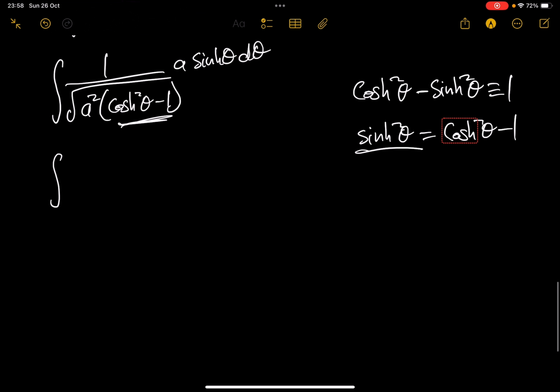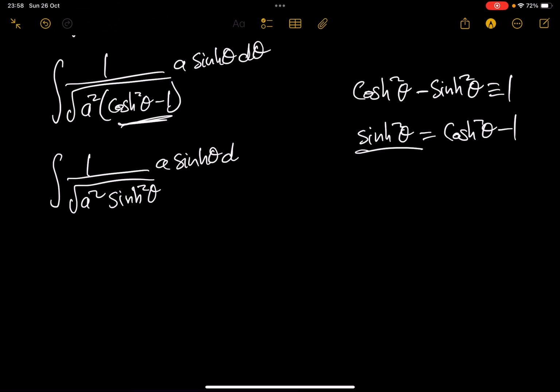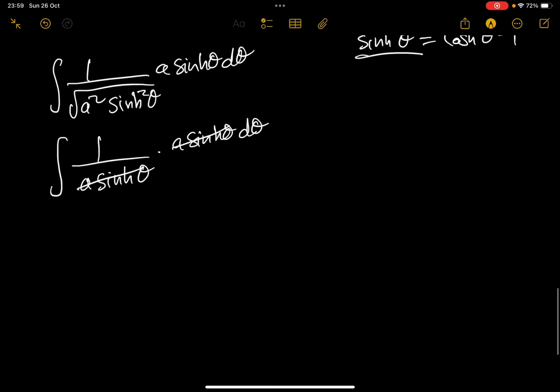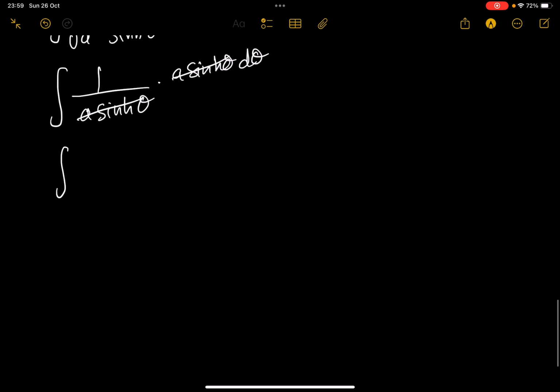So the integral of 1 over root a squared sin squared theta times a sin theta d theta, and then evaluate the root. You're going to have 1 over a sin theta times a sin theta d theta. So this will divide, and you're left with the integral of d theta, which is equal to theta plus c. But then your question is, what is theta?